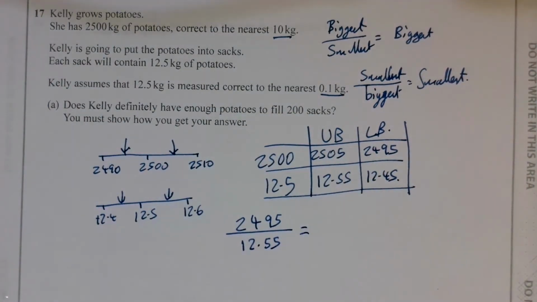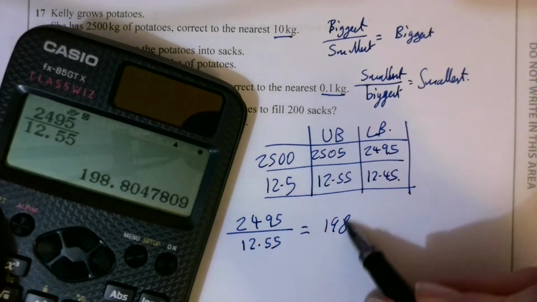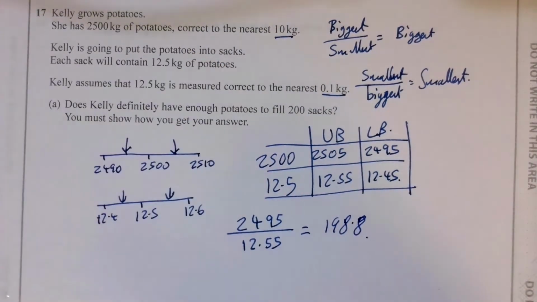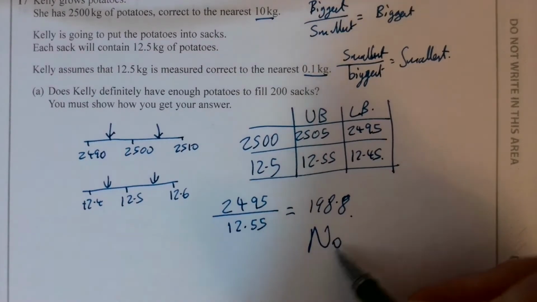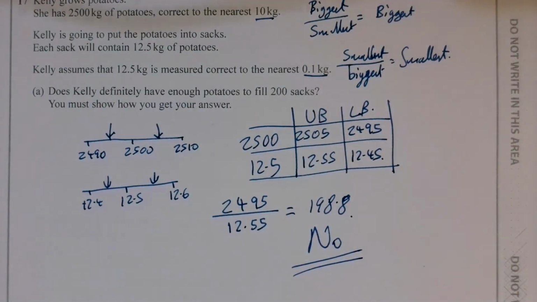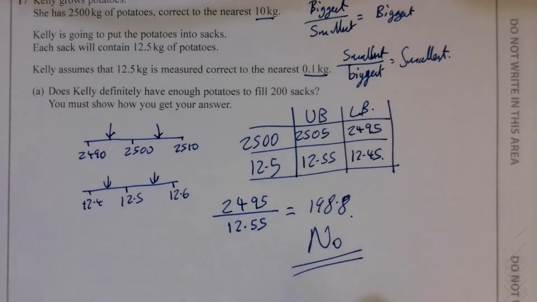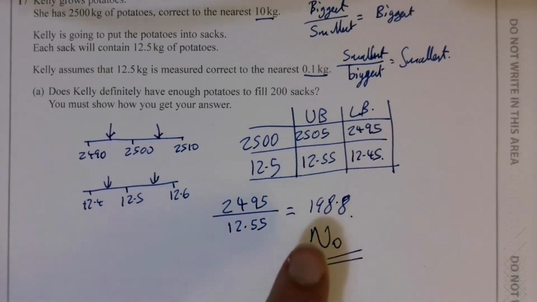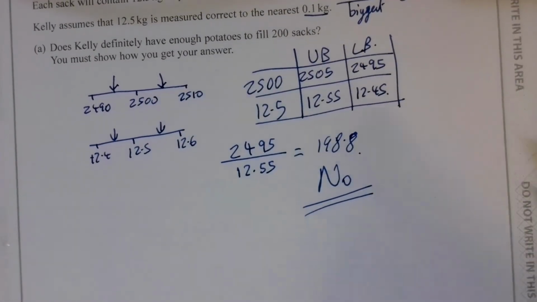So pop that into your calculator and you should get 198.8, which means not quite enough to fill 199 sacks. So then you say no. At that point the no gets you, you get 2 marks for all this working, and then a third for that working with the no, and you can get a mark just if you've got at least one of the bounds.